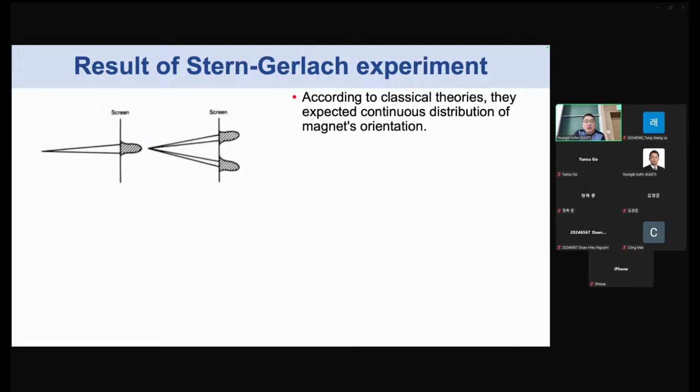And then what they expected was something like this. On the screen, they expected some continuous, smooth lump of data. The atoms would arrive in some sort of Gaussian profile, a continuous one. But actually, they saw very clear islands, and nothing in the middle. That was the surprise. That was the surprise of the experiment. It's a historically important experiment.